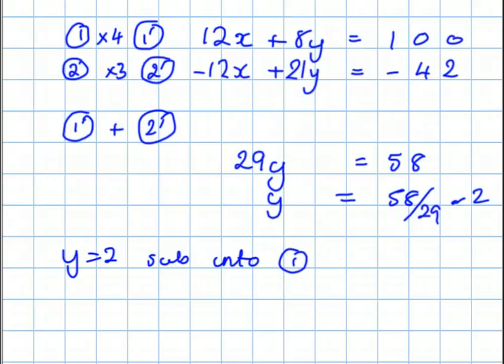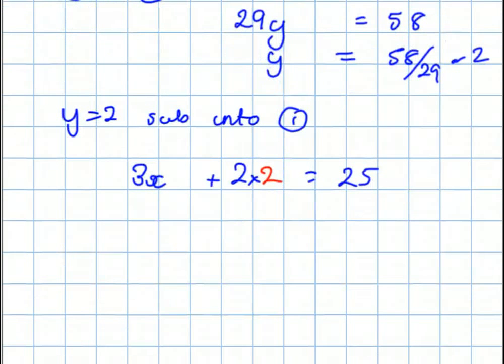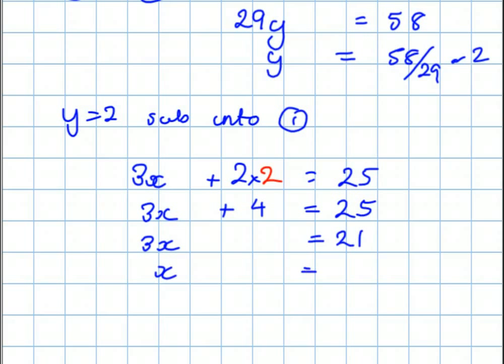So I've got 3x, I still don't know what x is, add 2 times y, which I just worked out was 2, equals 25. So 3x plus 4 equals 25. So 3x equals 25, take away 4, 21. So x equals 21 over 3, or 7. And that was a grade B one.